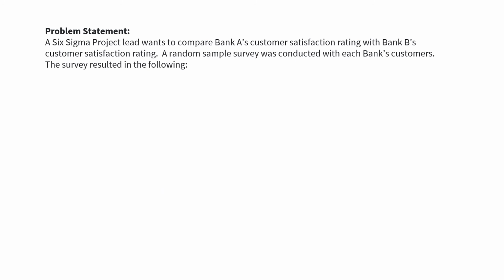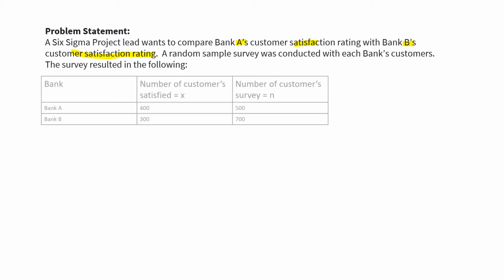The two proportions there. Here is a solved problem. The Six Sigma project lead wants to compare bank A's customer satisfaction rating with bank B's. So this is your first proportion, and here you have two separate customer satisfaction ratings. A random survey was conducted within each bank's customers, and the survey resulted in the following.